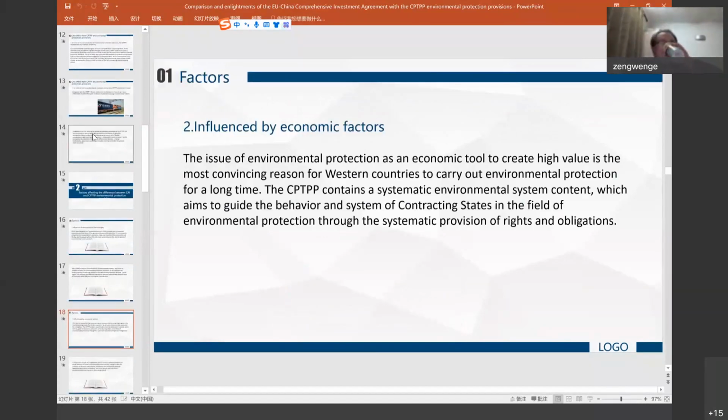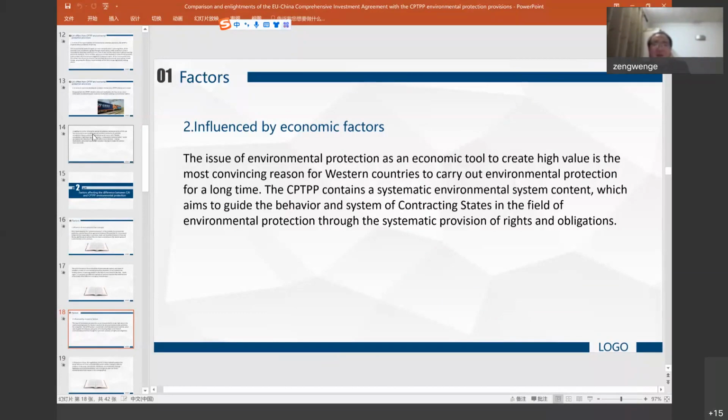Factor 2. Influenced by the economic factors, the issue of environment protection as an economic tool to create values is the most convincing reason for Western countries to carry out environmental protection for a long time. For Europe, they have a very long time of legislation about the environmental law.